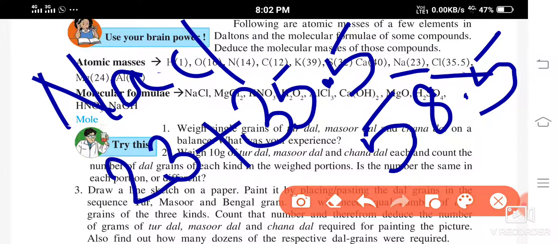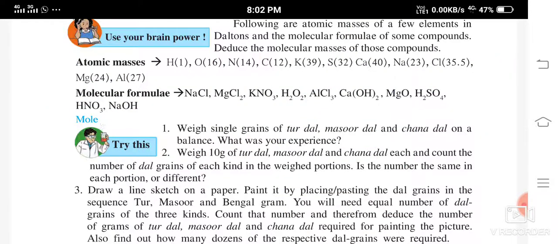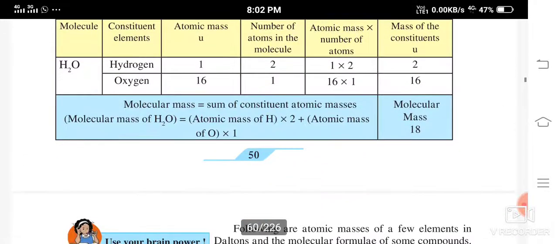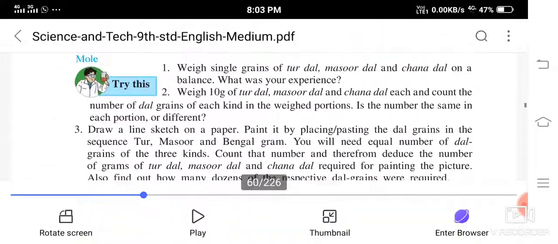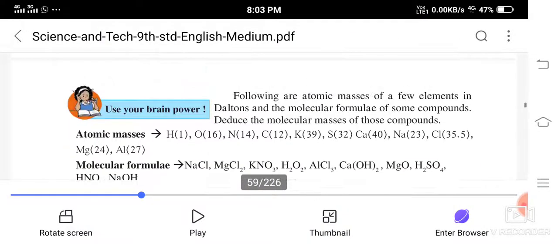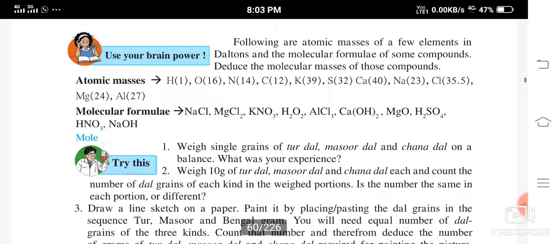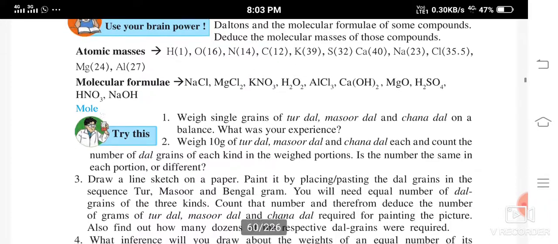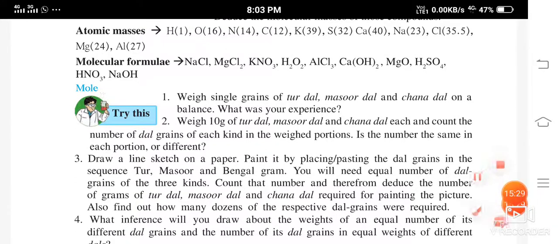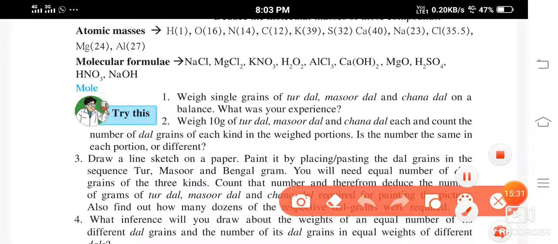58.5, right? Yes. So 58.5 is the molecular mass of sodium chloride. Now magnesium chloride: magnesium is 24 and chlorine is 35.5 again.